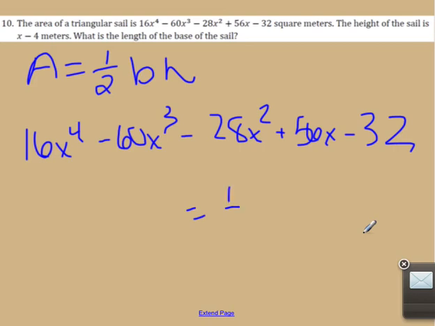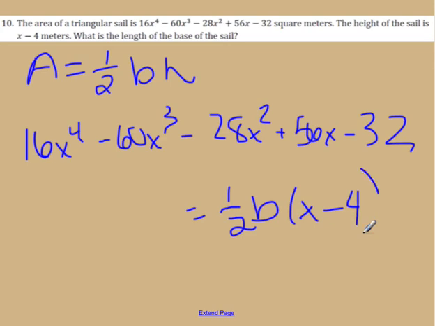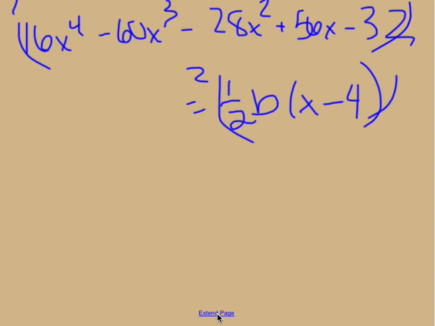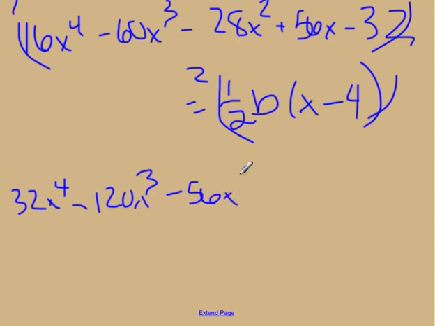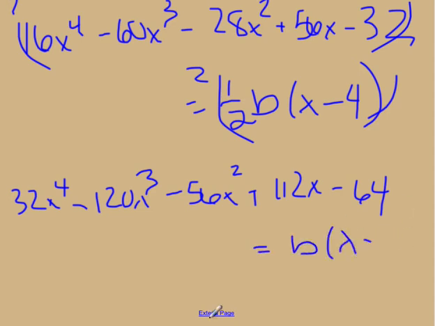Okay, so now in order for us to solve for the base, the first thing we need to do is multiply both sides by 2. So I'm going to take and multiply everything by 2. Well, 16 times 2 is going to give me 32x to the fourth minus 120x cubed minus 56x squared plus 112x and then minus 64, and that's going to be equal to base times x minus 4. So then we're going to divide both sides by x minus 4.